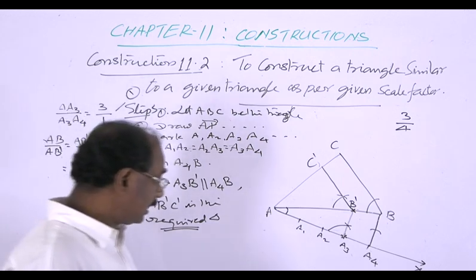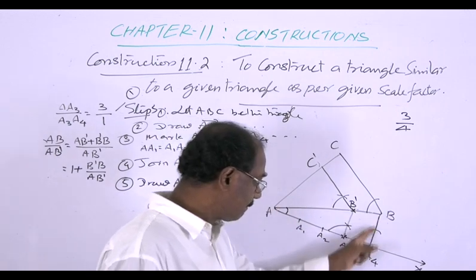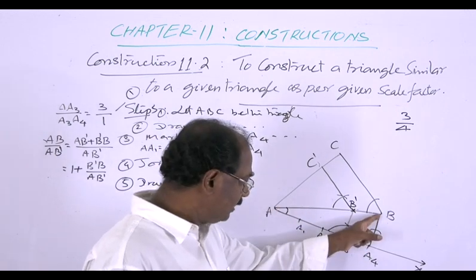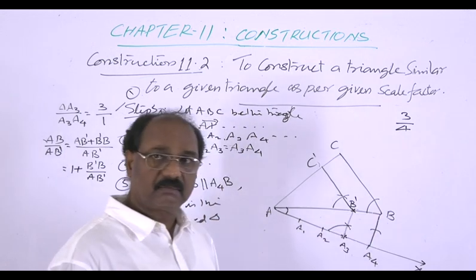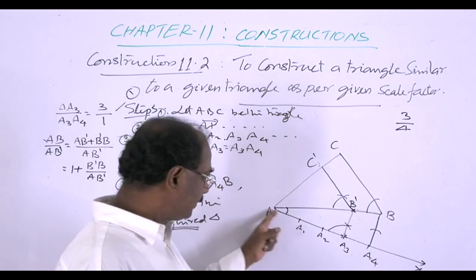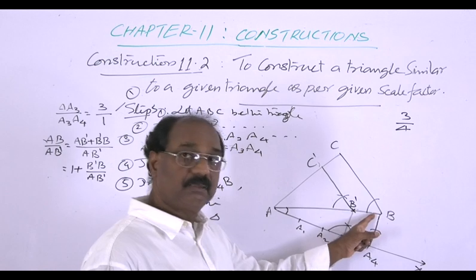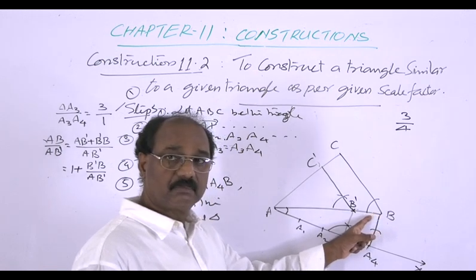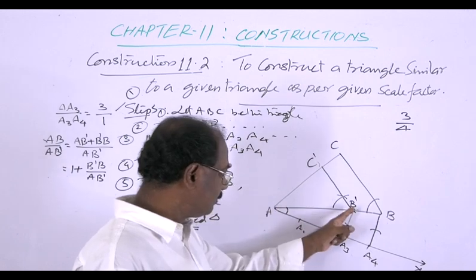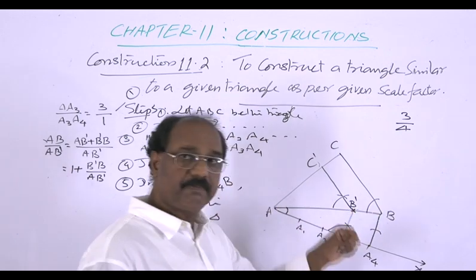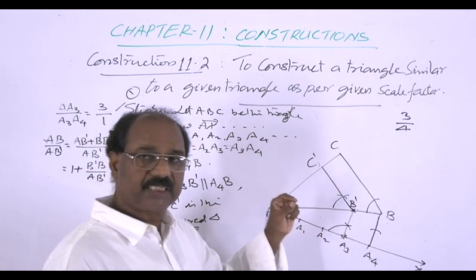And now, consider this triangle A4B. A3B dash and A4B are parallel, and therefore A3 by A3A4 is equal to AB dash by B dash B. This is the BPT, basic proportionality theorem.